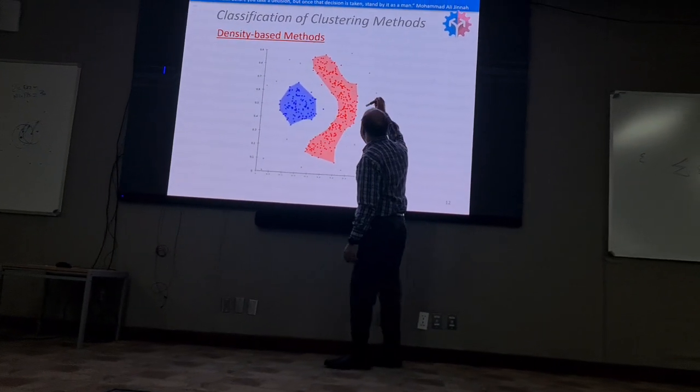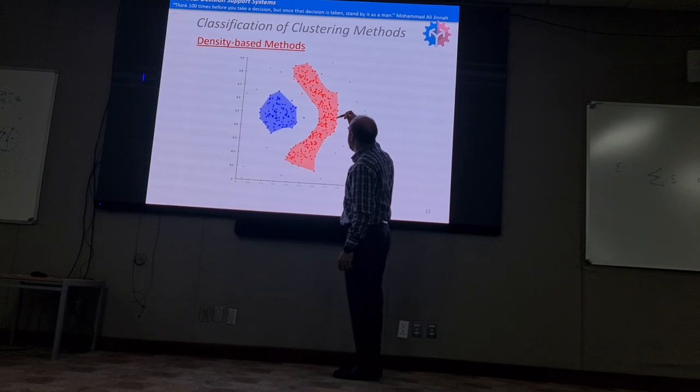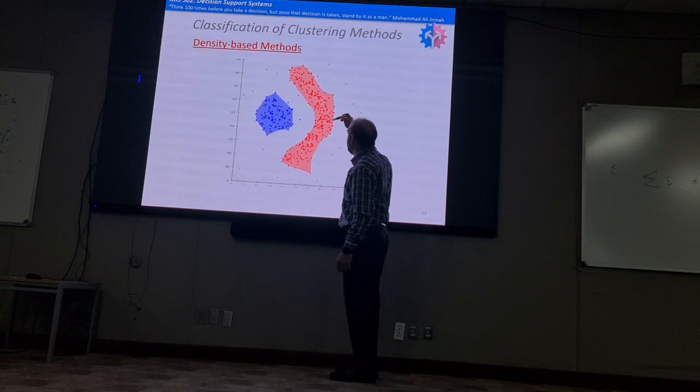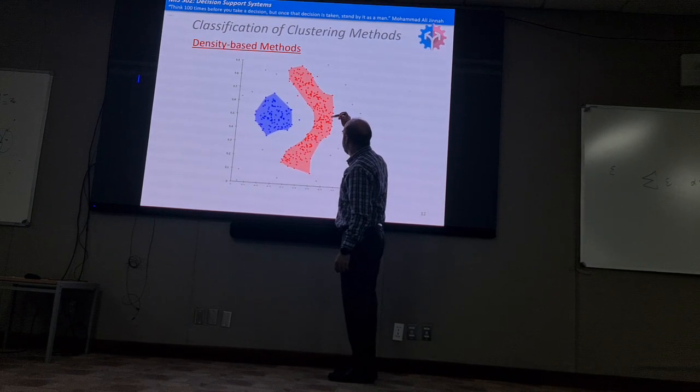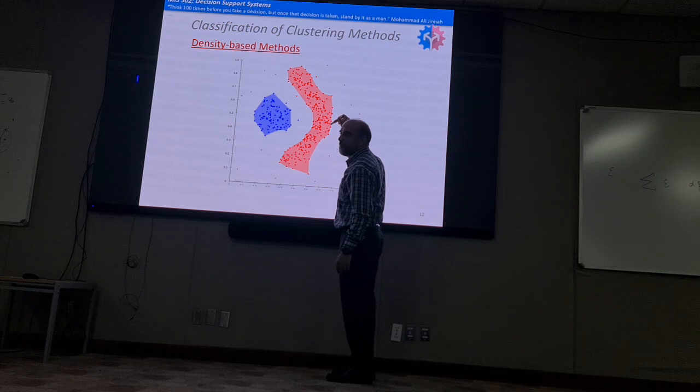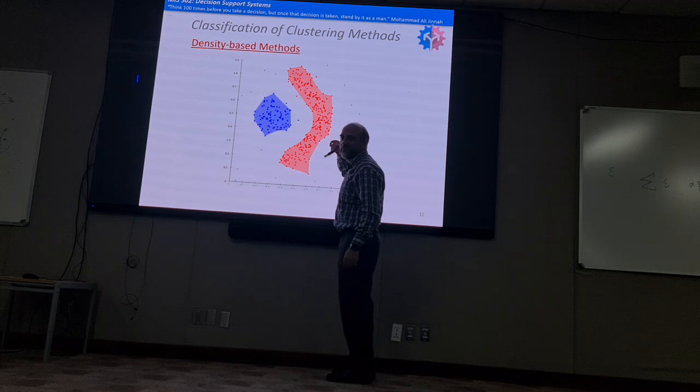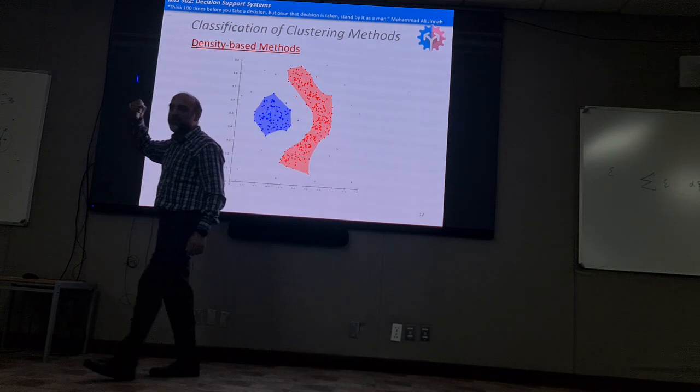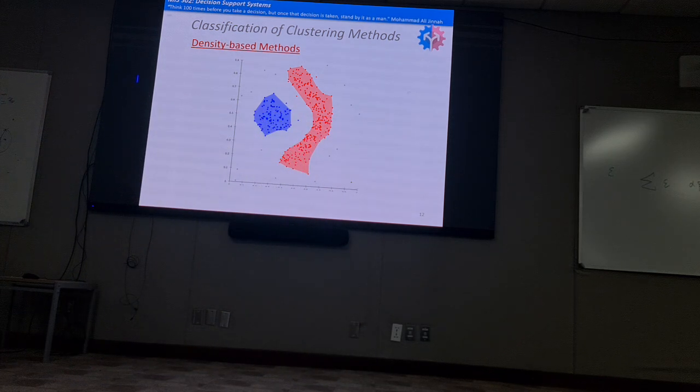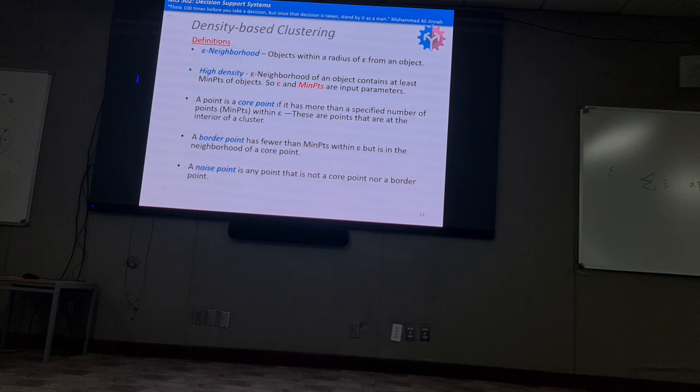For example, let's see this point. This one is border, right? Why? Because when you draw around it, it does not have enough points because of these empty regions. But when you draw around this point, you see a lot of points in here. So it is dense. So that point here is a core point, and the one at the corner is a border point. Let's see more examples.